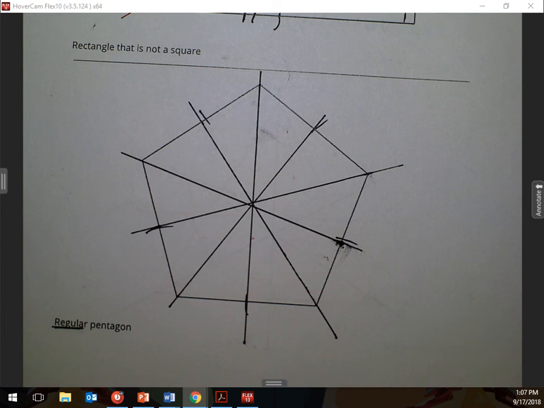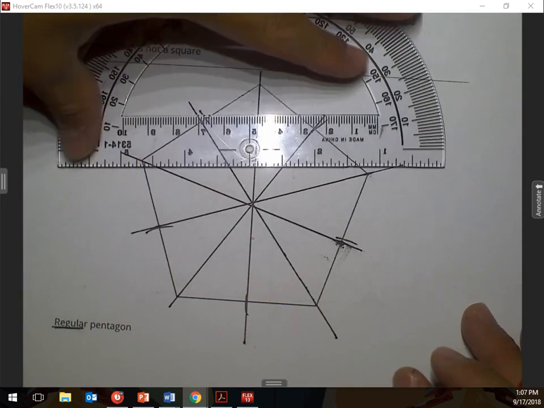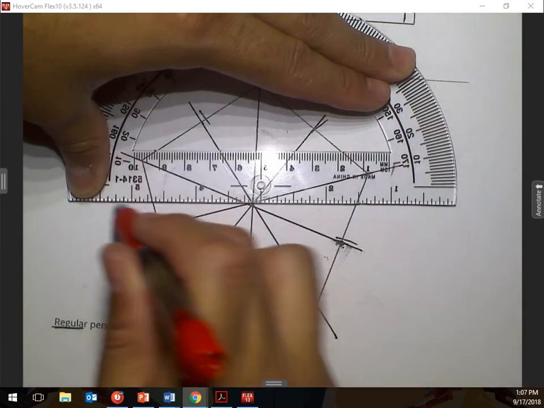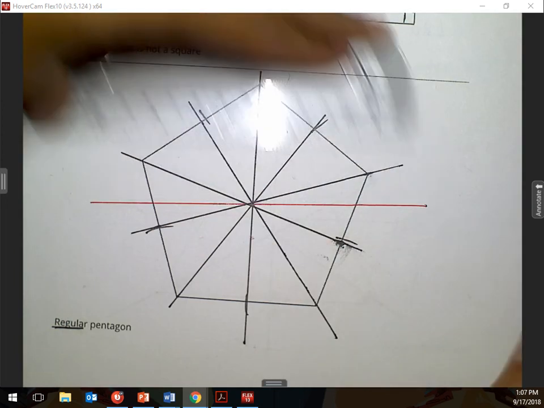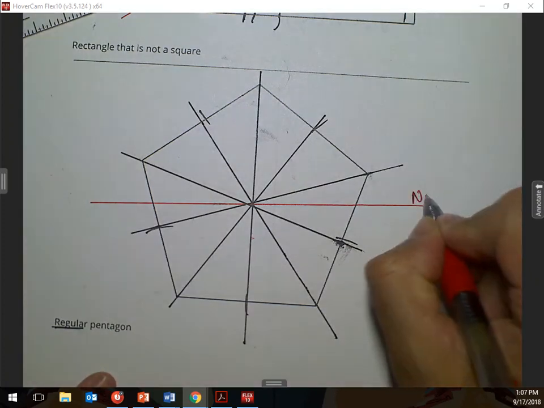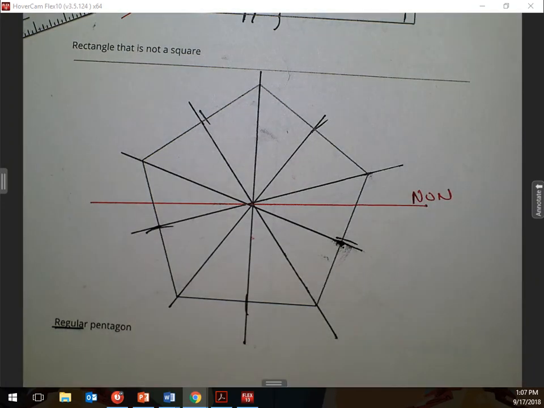And now I need to draw a non-line of symmetry. So where can I fold it where it would not be symmetrical? Just right here in the middle, right? This is my non-line. That is non-symmetrical.